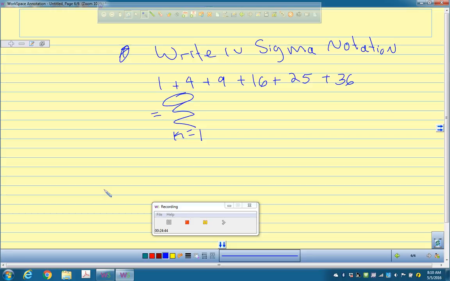How many terms are there? 6. So what goes up here? 6 goes up here. What's the pattern? What am I doing to those numbers each time? What's special about these numbers? They're square numbers, right? So 1 squared is 1, 2 squared is 4, 3 squared is 9, 4 squared is 16. So it's just k squared, right? That's all. Okay? Not super hard.